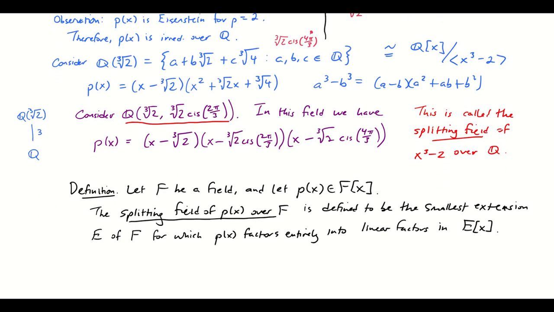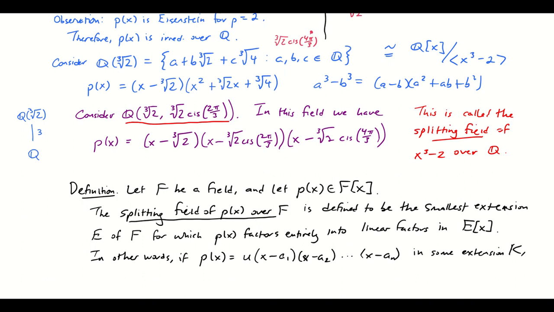Okay, so in other words, if p of x factors into, and I'm going to leave the possibility of some coefficient here from F, so that may be 1 or it may be something other than 1, u times (x minus a1)(x minus a2), and so on up to (x minus an), in some extension field K, which may be bigger than necessary, then the splitting field is E, and that's equal to F adjoin a1, a2 up through an, because that is by definition the smallest extension of F containing a1, a2 through an, as well as everything from F.